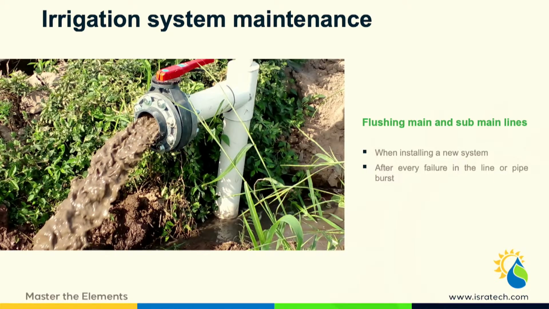On the other side, we have to flush the main valve, the main pipes, and also the submain pipes. What does that mean? That depending on the water quality, depending on the solutions that I am injecting into the water system, we have to flush main and submain lines. Not only when installing a new system, but also after every failure in the line or in the pipe burst. What does that mean? That we have to remove all the debris so it will not clog our system.